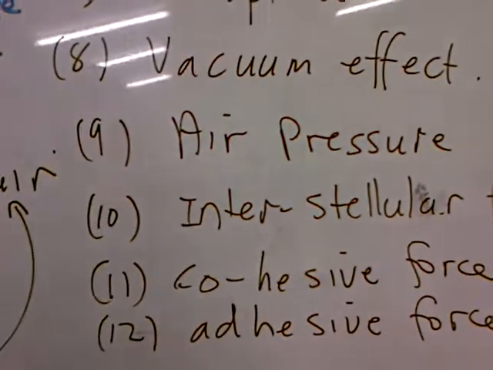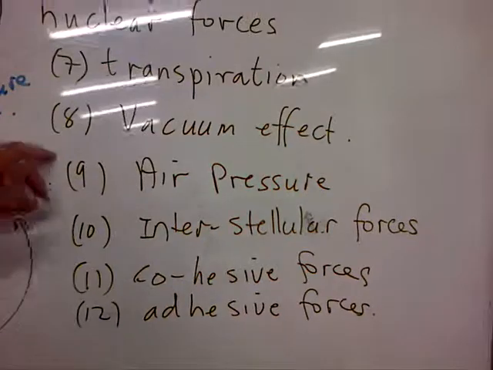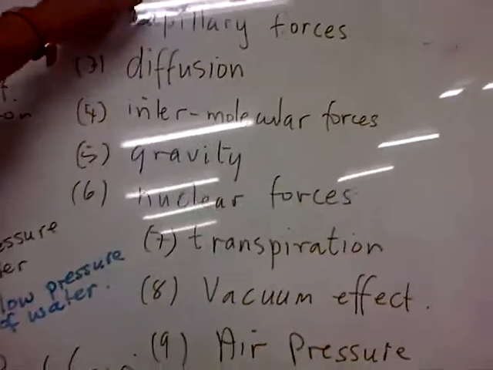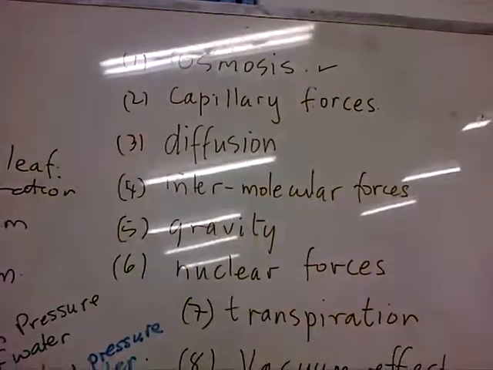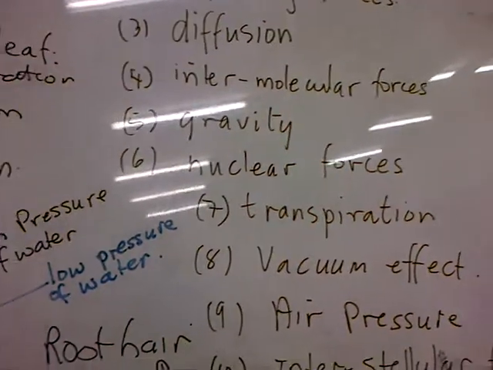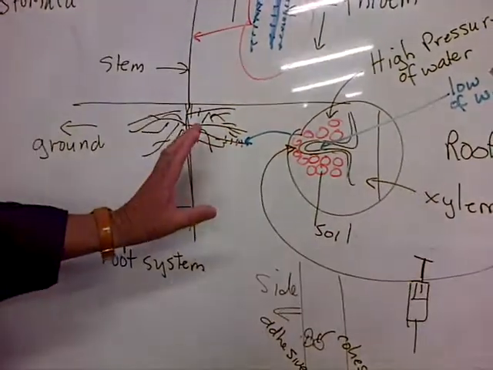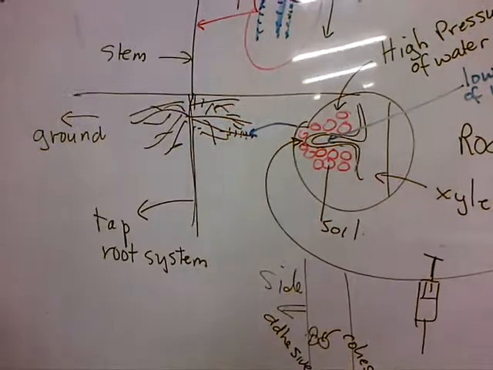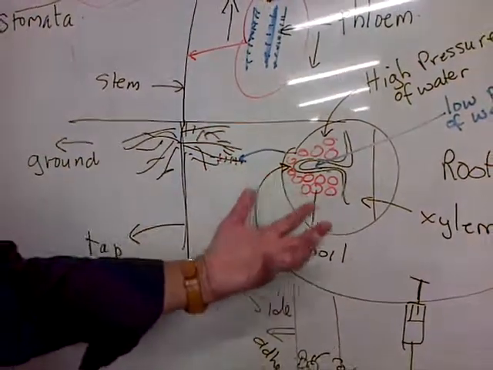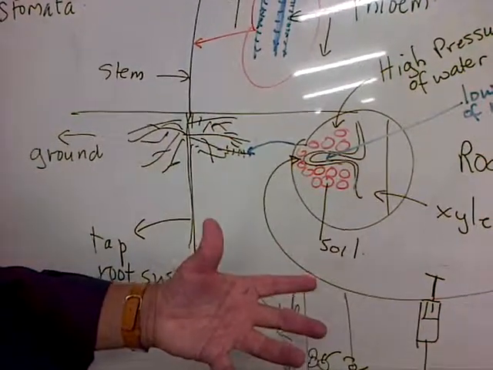Now, all of these: adhesive forces, cohesive forces, air pressure, vacuum effect, transpiration, diffusion, osmosis, they all work together, those forces. But they can't work together if you don't have gravity. Gravity is the thing that keeps the plant in the ground. If there's no gravity, the plant will just go. Nothing happening. There's no gravity, no stability of the plant. So gravity also plays an important part here.